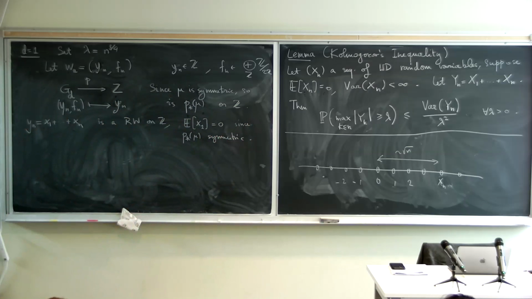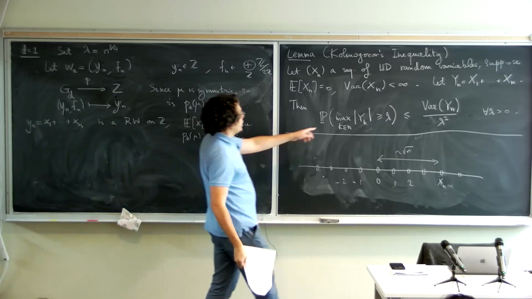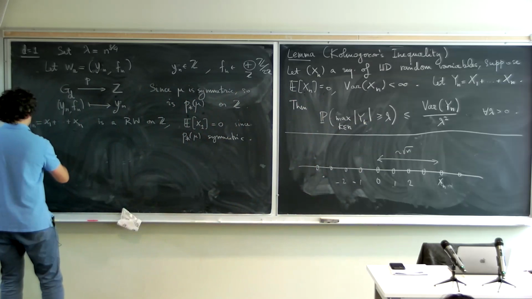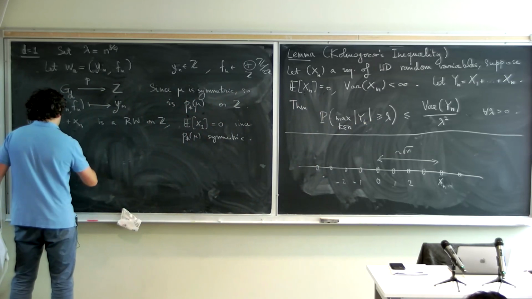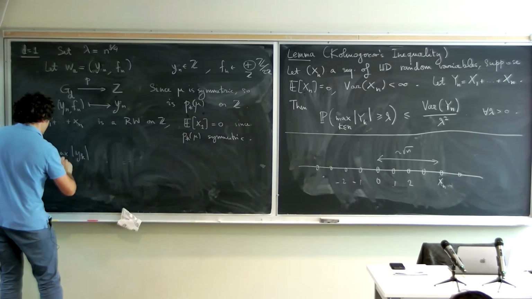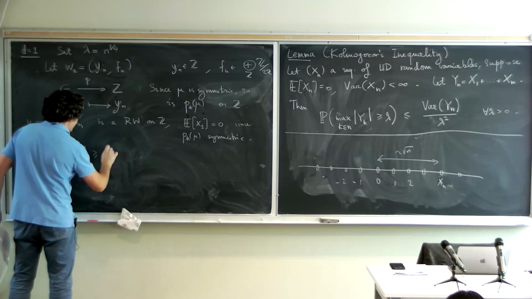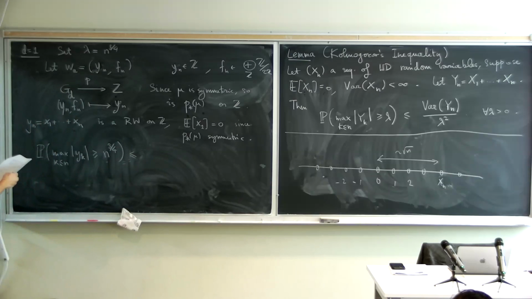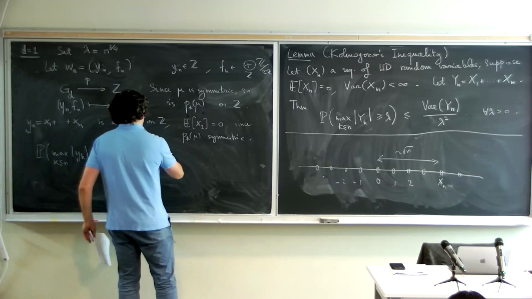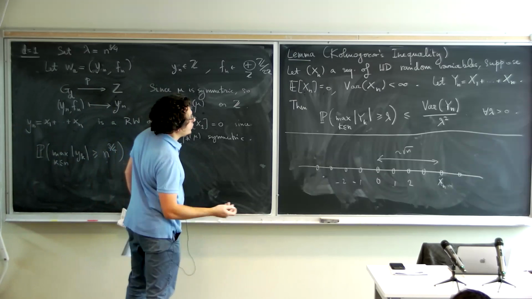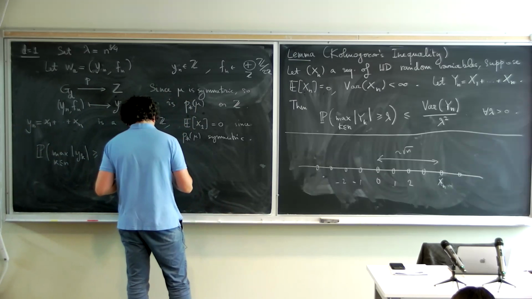Okay, and so we know what is the probability of having a large event. So the probability that the max of the Y_k, between 1 and n, is bigger than n to the 3/4. Well, this is less than the variance of Y_n divided by n to the 3/2.